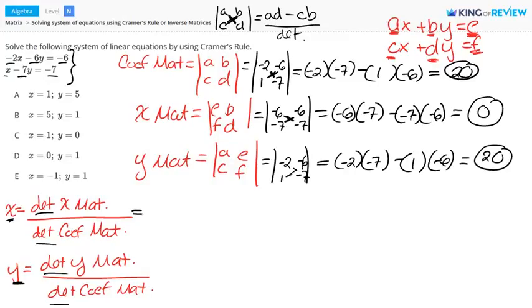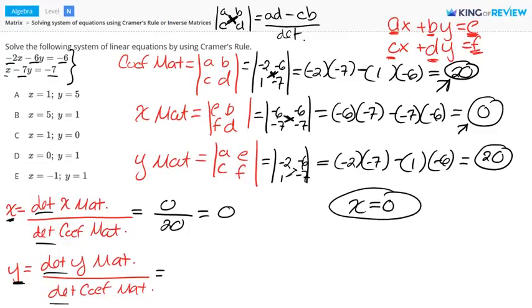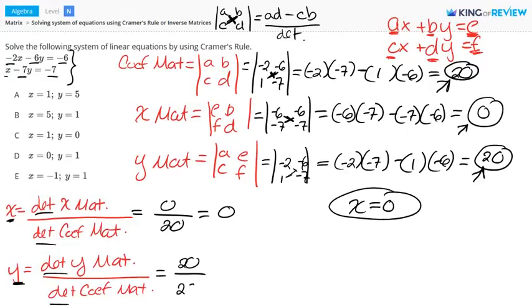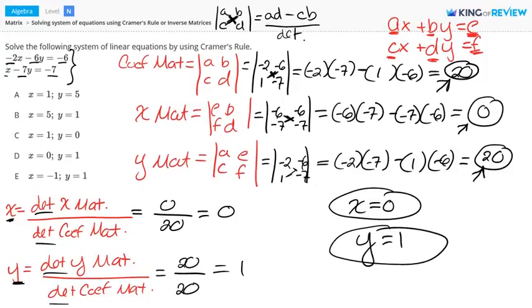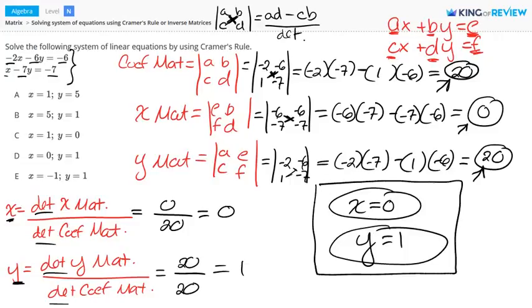So x is equal to the determinant of the x matrix. We solved for that here, that's 0, over the determinant of the coefficient matrix, that's 20. 0 divided by 20, that's 0. So we know that x is equal to 0. And for y, we have the determinant of the y matrix, that's 20, divided by the determinant of the coefficient matrix, that's 20. 20 divided by 20 equals 1. So we have y is equal to 1. So we've solved the system here. x is 0 and y is 1. So letter D is correct.